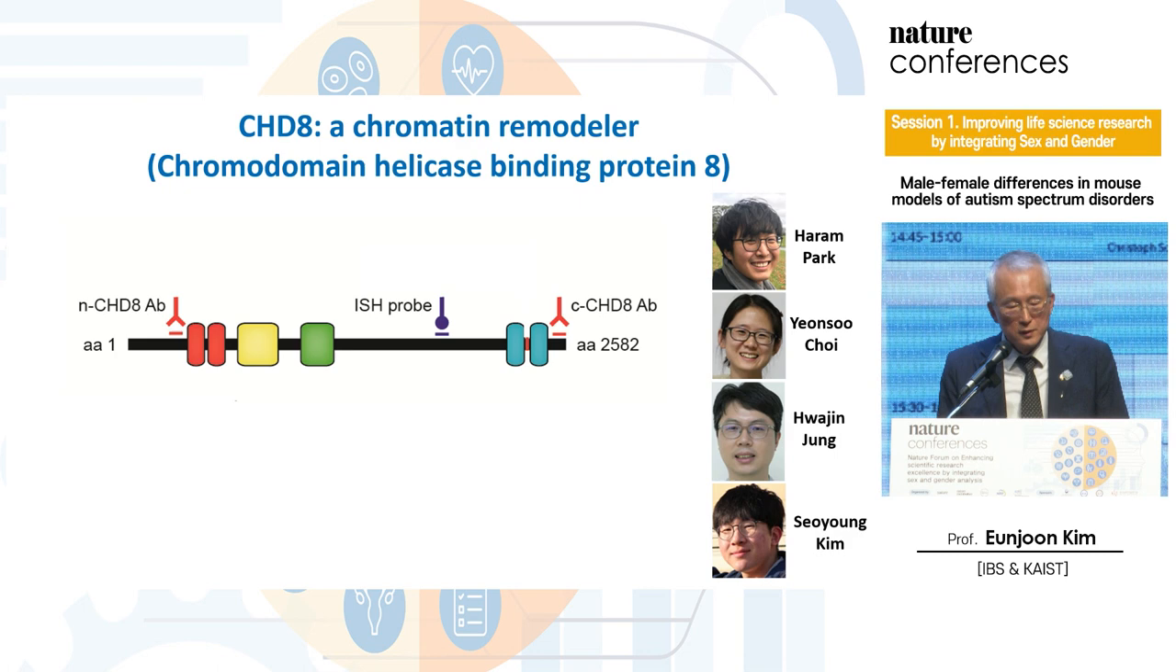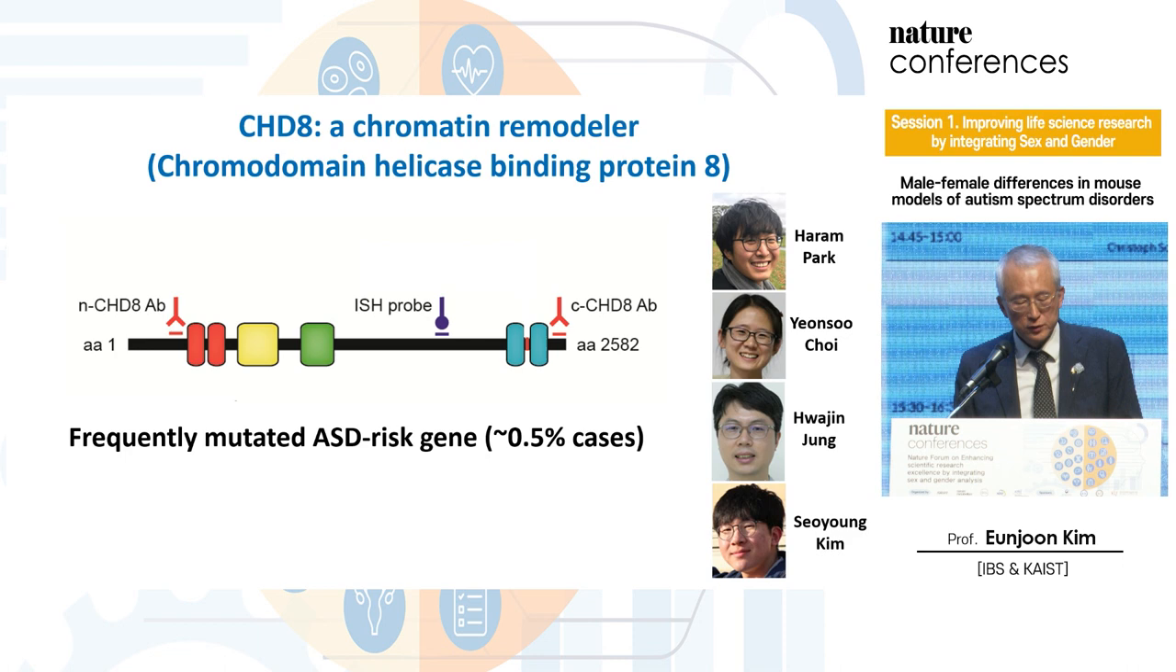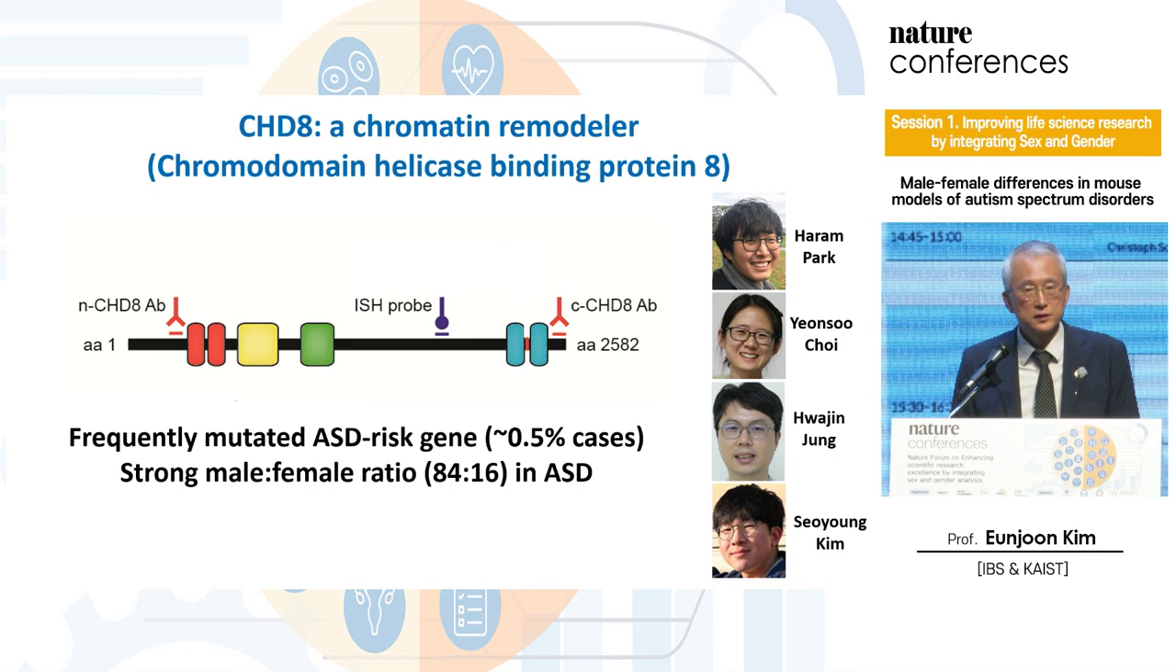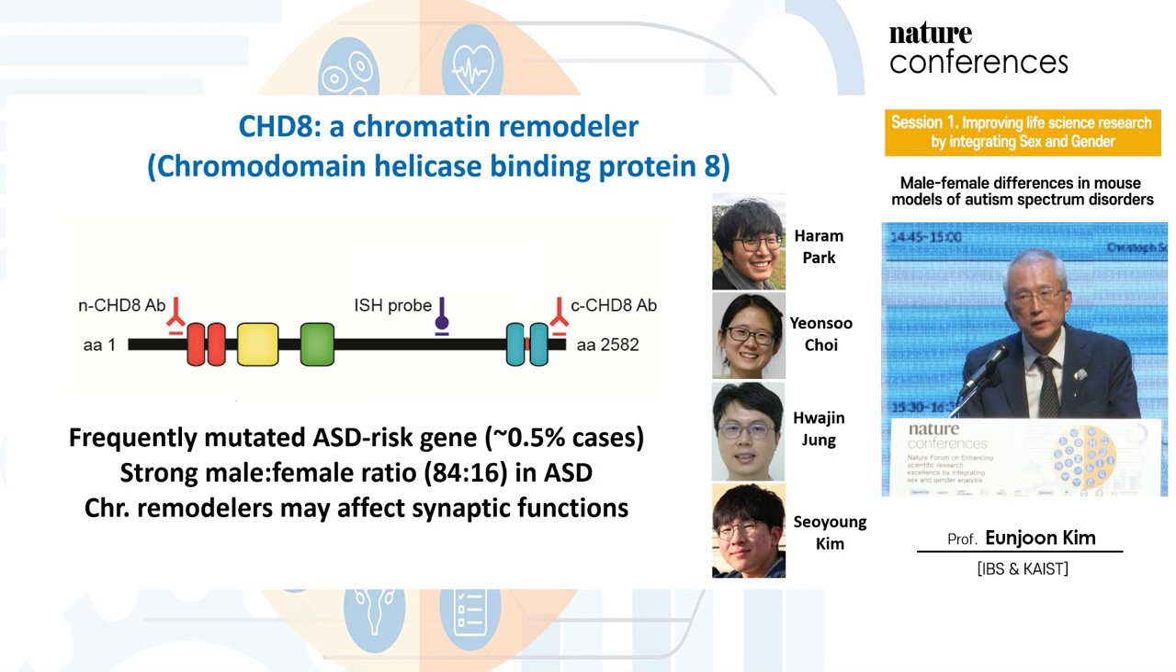So this is one example. We've been studying a protein called CHD8, which is a chromatin remodeler, regulating chromatin conformation and gene expression. And this CHD8 gene is frequently mutated in many ASD cases. And there is a very strong male-female ratio in autistic individuals. Although this chromatin remodeler plays an important role during embryonic development, it seems to have a huge impact on synaptic and also circuit functions of the brain.